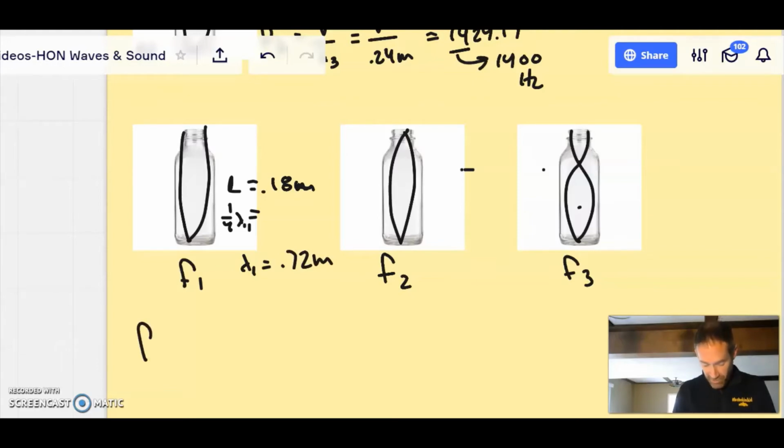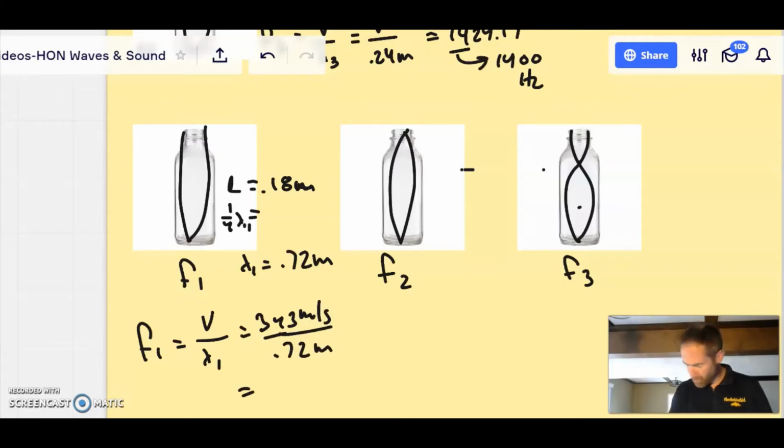Now, I could say frequency 1 is the wave speed divided by wavelength 1, 343 meters a second by 0.72 meters, and I would get 476.39 hertz. Only 2 of those digits are significant, but I'm not going to round it off because I'm going to do something with that number.